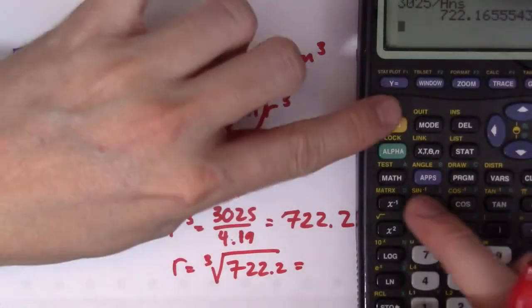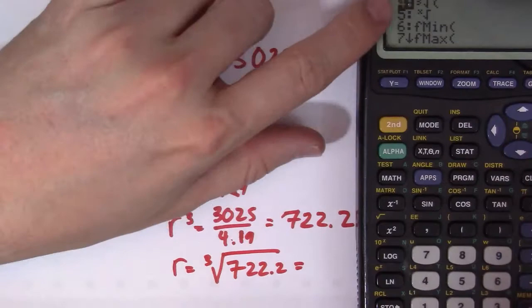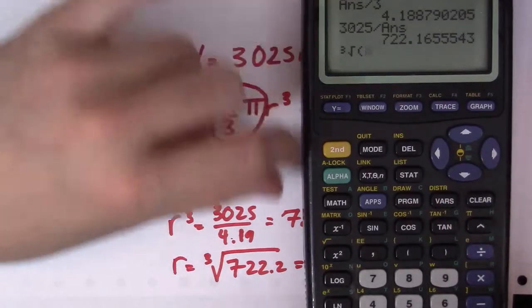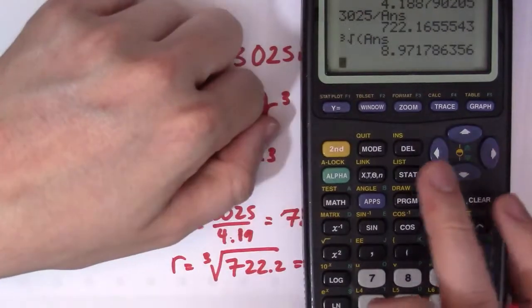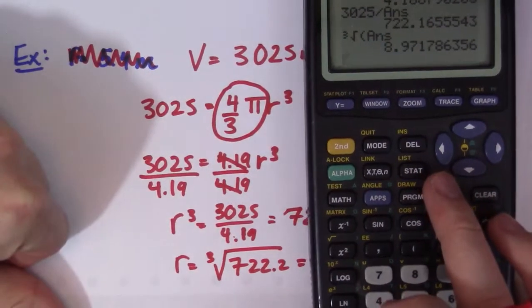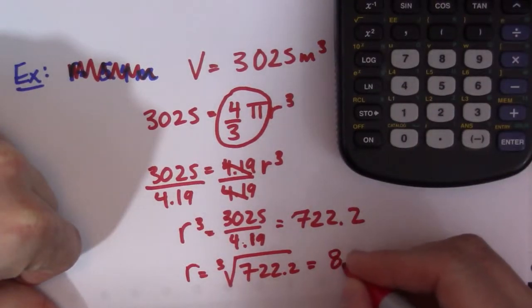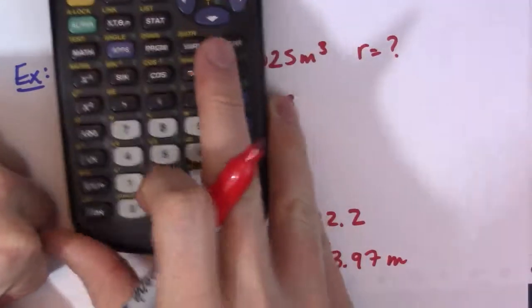And then I go second function. On this calculator it's kind of complicated. I've got to do 4 in math. So there's my cube root right there. And then I go answer. So I put the 722 in there. It gives me back 8.97. So I'll call it 8.97 meters. And there it is, guys.